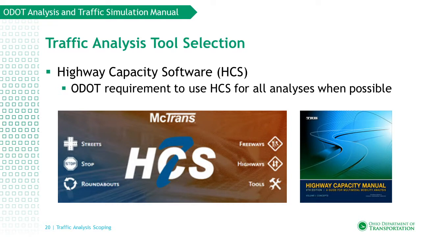For ODOT projects, two analysis tools are available: Highway Capacity Software, also known as HCS, and Transmodeler. HCS is a deterministic or equation-based tool that implements the methodologies in the Highway Capacity Manual, or the HCM. It is an ODOT requirement to use HCS for all analysis when possible.